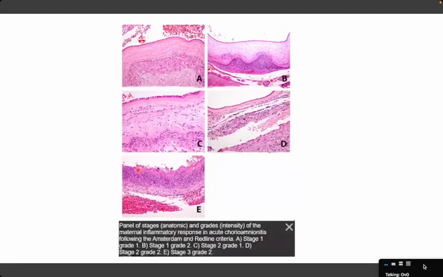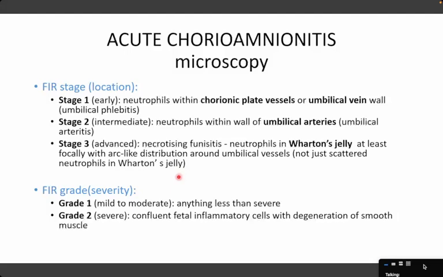And then the last slide, you've got necrosis of the amniotic epithelium, which would then be a stage 3. Then looking at the fetal inflammatory response, the fetal inflammatory response involves stage 1, the chorionic plate vessels or the umbilical vein, stage 2, the umbilical arteries, and stage 3, neutrophils in Wharton's jelly. Again, the grading is based on simply the amount of the neutrophils that we see.